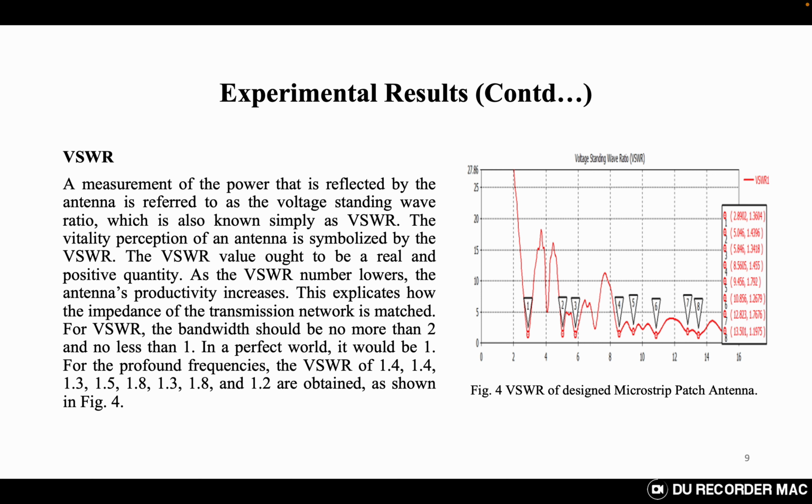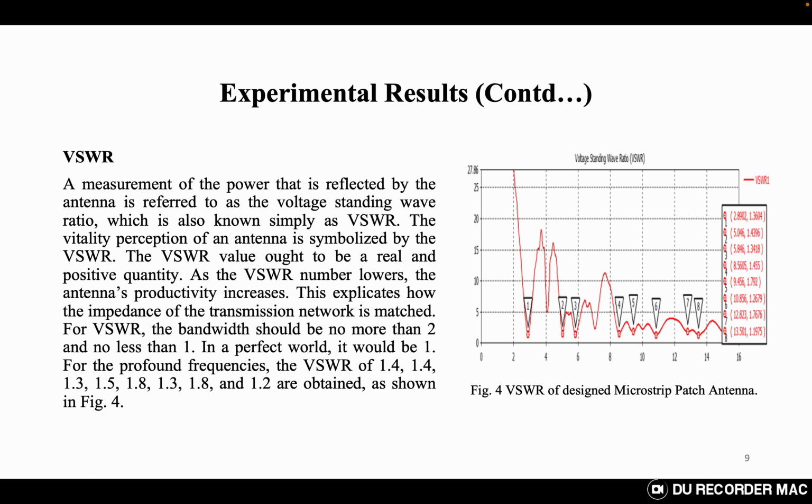It explains how the impedance of the transmission in a network is matched. For VSWR, the value should be no more than 2 and no less than 1. In a perfect world, it would be 1.